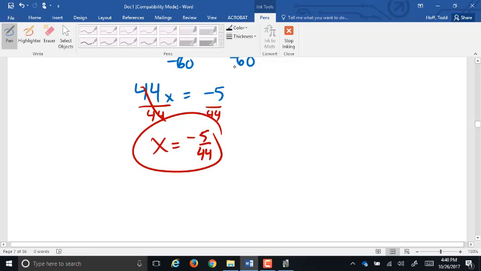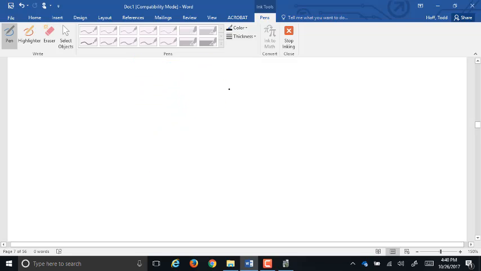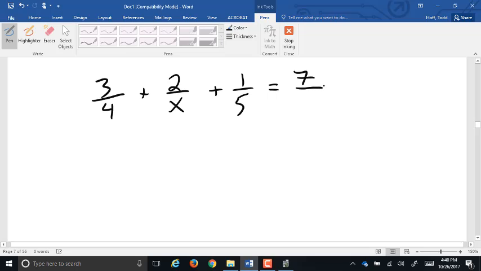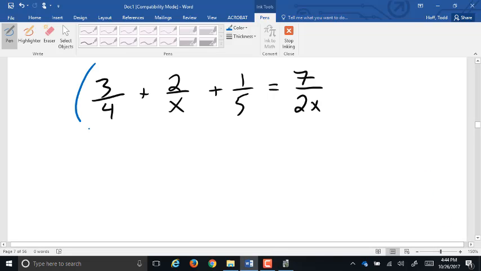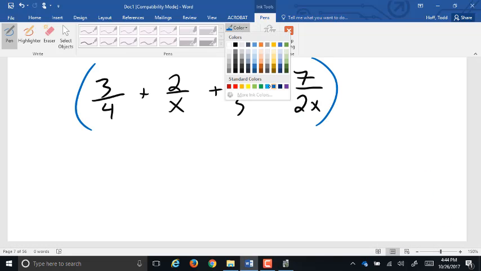I'm going to have you guys try one in your notes. Three-fourths plus 2 over x plus 1/5 equals 7 over 2x. Have you tried that one? And we'll talk about it in just a minute. Or a couple. Okay. So what is our greatest common or least common denominator here?